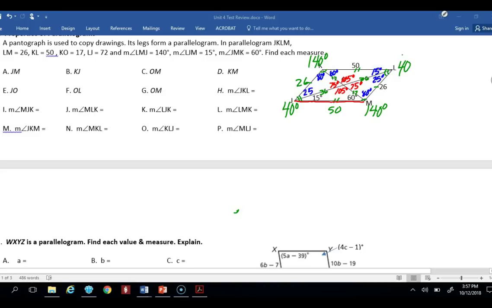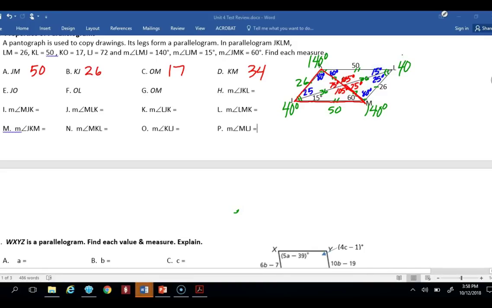So we're going to go ahead and write that as 50. KJ is this side over here, and that's 26. OM is right here. So we're going to say that one is 17. That's what it's marked. KM is the whole length, and that's 17 plus 17, so that's 34. That was the whole thing right here, y'all.